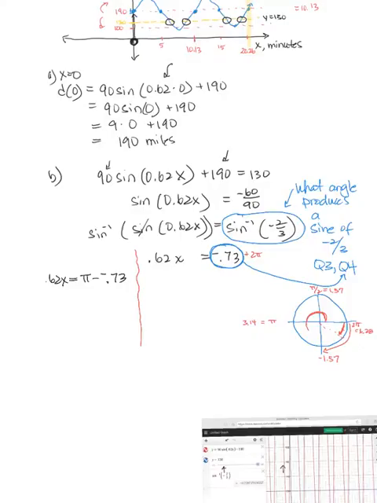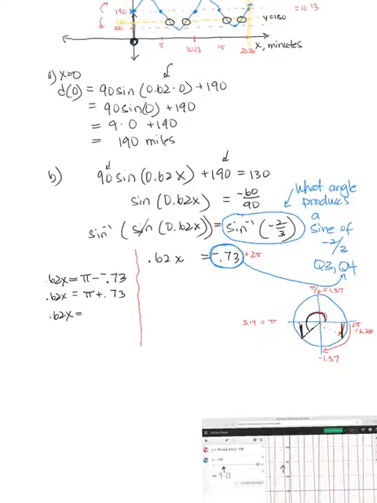What I'd rather have you think is, okay, the calculator gave me negative 0.73, and I know that's in the fourth quadrant, and I also need a third quadrant angle, and whatever this reference angle is, that sign's going to be the same. So I have to take pi and add that reference angle. Notice that taking pi and subtracting negative 0.73 is the same thing as adding 0.73.